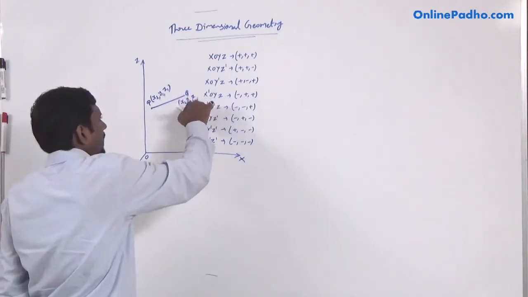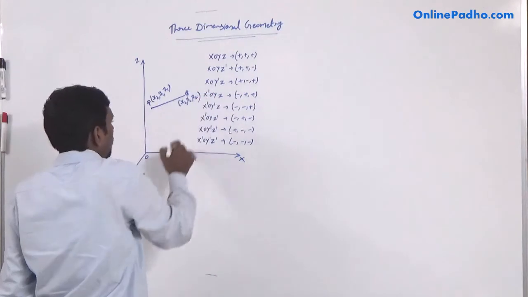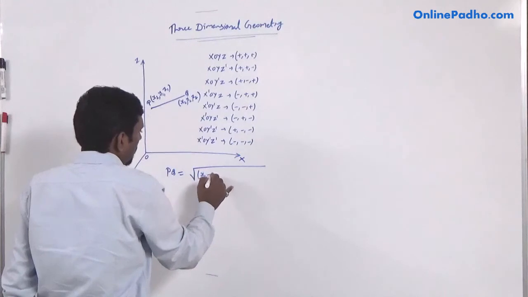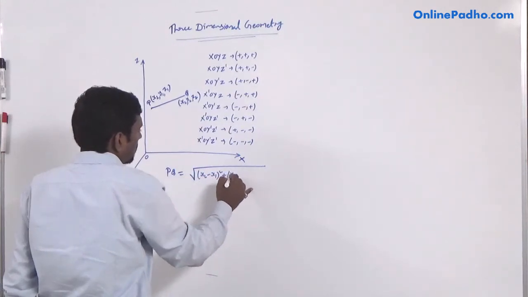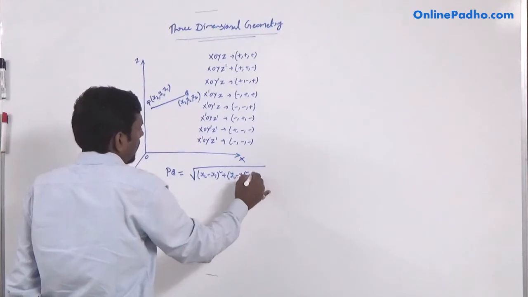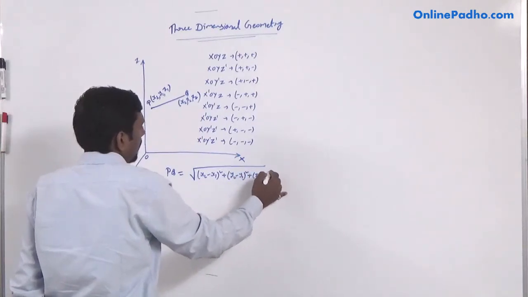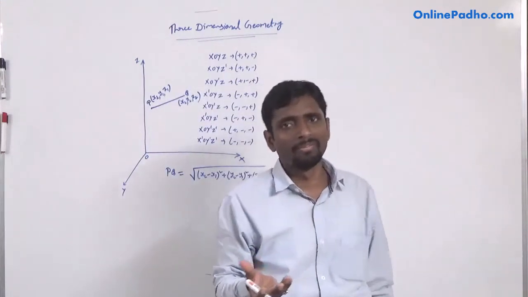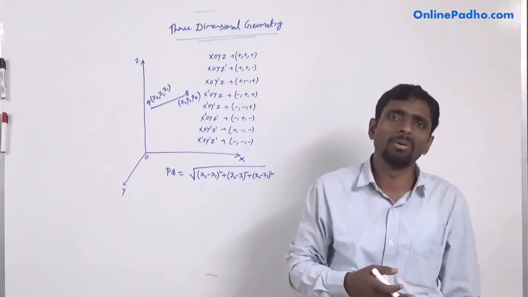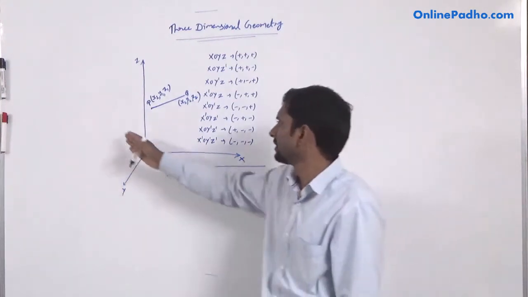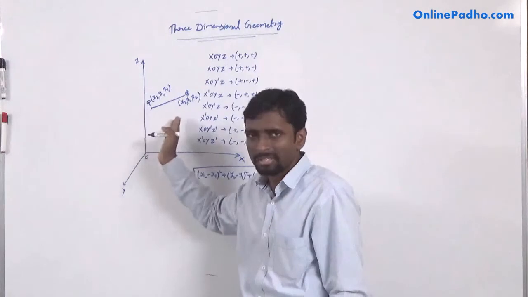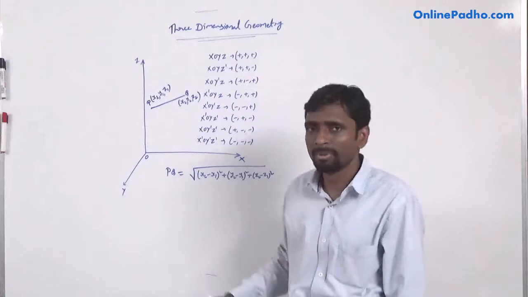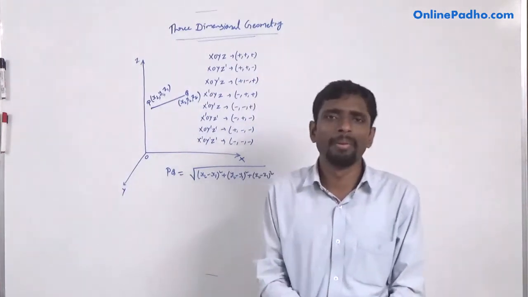As we learned in class 11, the distance between 2 points PQ can be written as the square root of (x2 minus x1) whole square plus (y2 minus y1) whole square plus (z2 minus z1) whole square. No matter where the point is located, whether in the first octant, second octant, up to the 8th octant, right? If the first point is in one octant and the second point in another, we can find the distance by this formula only. So this is the distance formula to find the distance between any two points in the three-dimensional plane.